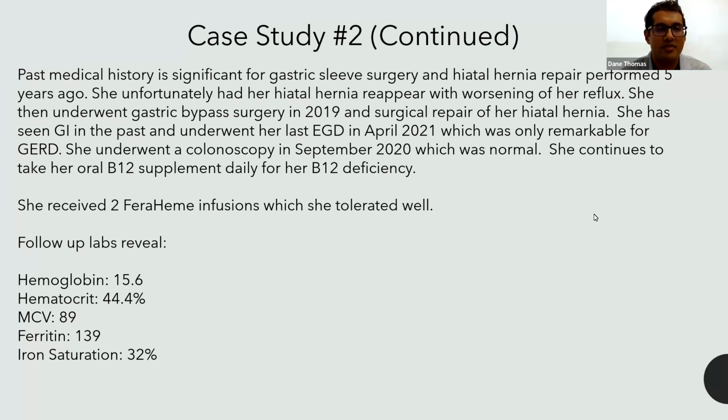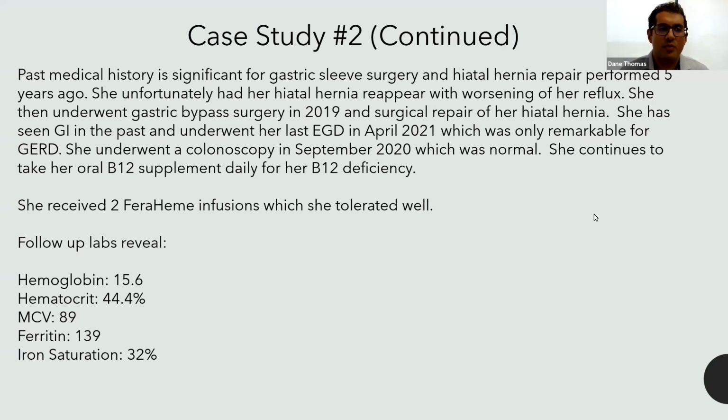She has seen GI in the past and underwent her last EGD in April of 2021, which was only remarkable for GERD. She underwent a colonoscopy in September of 2020, which was normal. She continues to take her oral B12 supplement on a daily basis for her B12 deficiency.